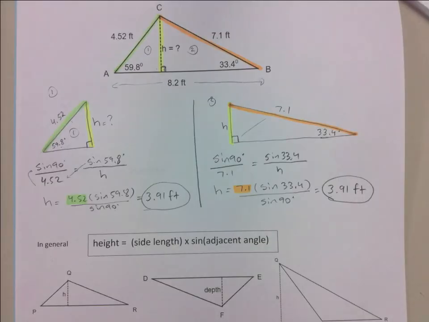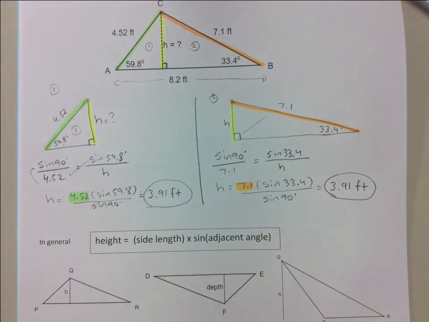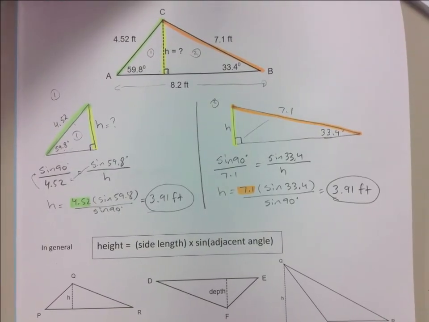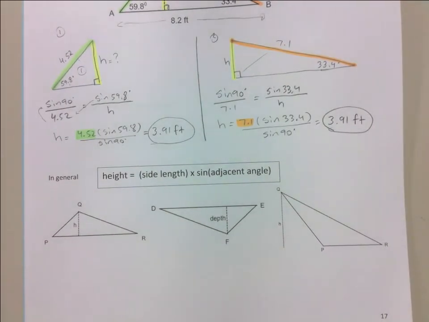You're not going to do this every time. You're going to just figure it out from using one of the slants if you have more than one. Okay? Okay. So from now on, if you're comfortable with this, this is how you find the height of a triangle.